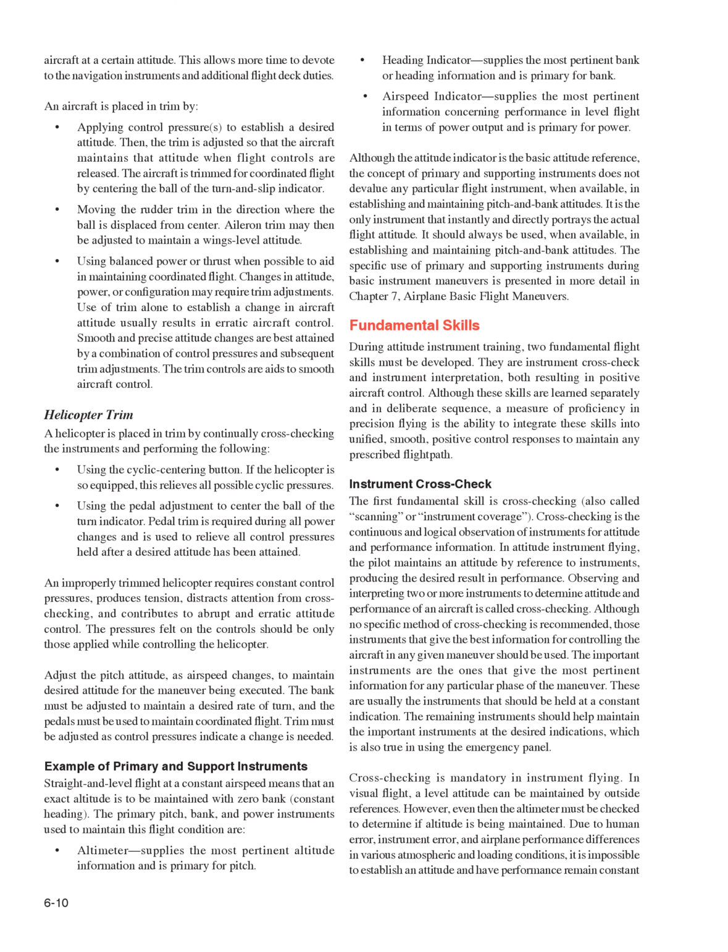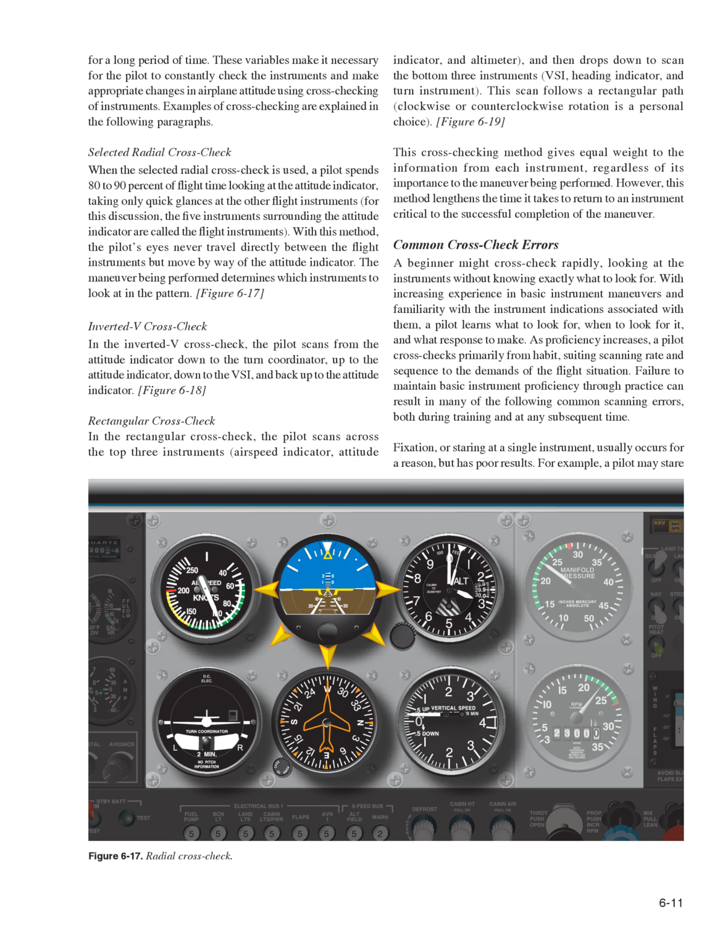In visual flight, a level attitude can be maintained by outside references. However, even then the altimeter must be checked to determine if altitude is being maintained. Due to human error, instrument error, and airplane performance differences in various atmospheric and loading conditions, it is impossible to establish an attitude and have performance remain constant for a long period of time. These variables make it necessary for the pilot to constantly check the instruments and make appropriate changes in airplane attitude using crosschecking of instruments. Examples of crosschecking are explained in the following paragraphs.